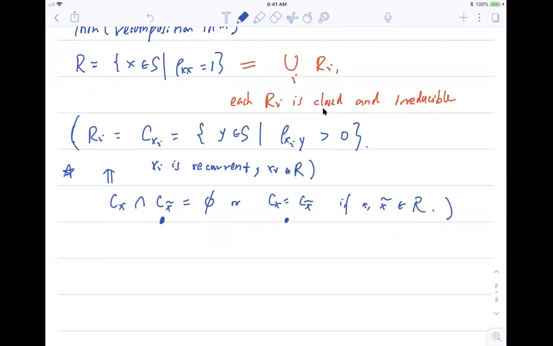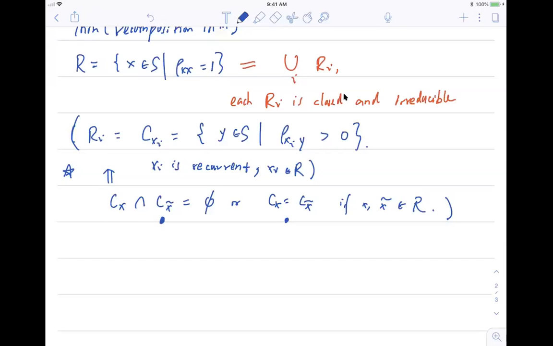I have a question. Yeah, go ahead. In this decomposition, you have missed the transient states. Yeah, you're right. So this is the decomposition of the transient state. No, but if you write R is equal to the union over Ri where each Ri is closed and irreducible, then the transient states would not be captured in any one of them, right?